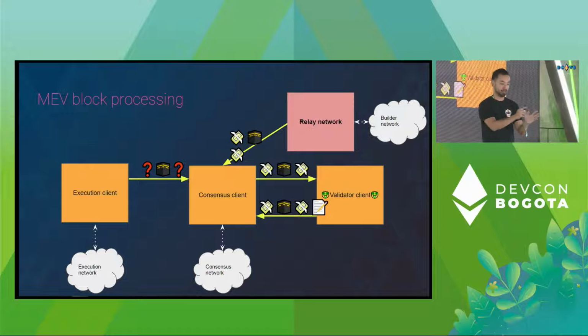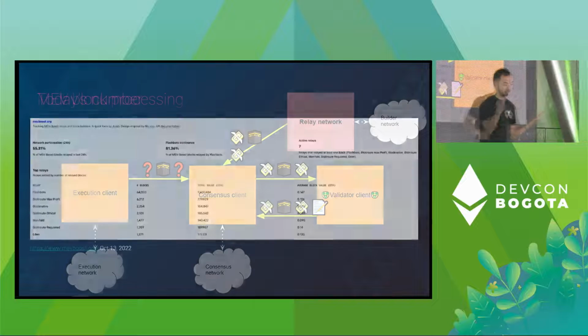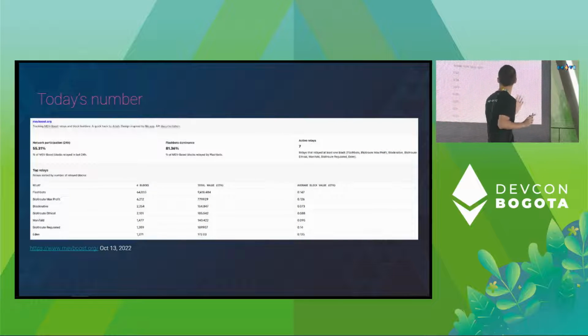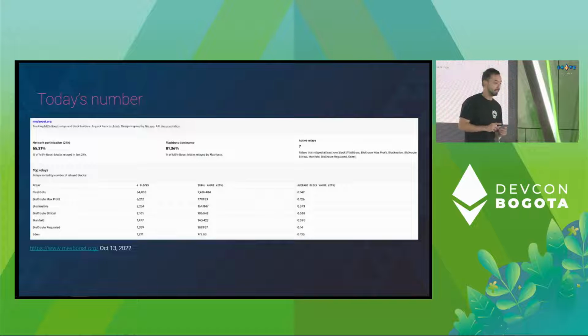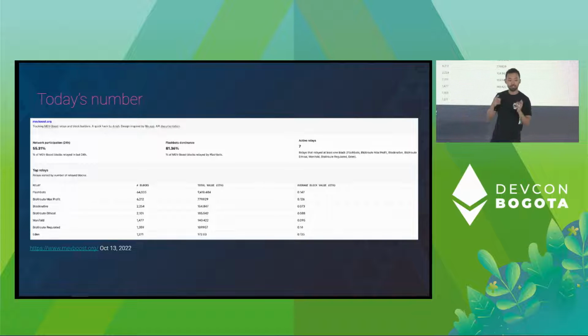It's important to understand what this means. This is today's number, and hopefully you can see it. I captured it this morning. 55% of the network participation is using MEV block production, outsourcing their block. And out of the 55%, 81% are dominated by Flashbots relayers, and there are 7 active relayers.